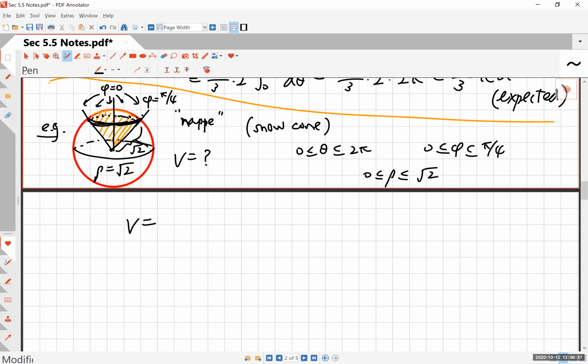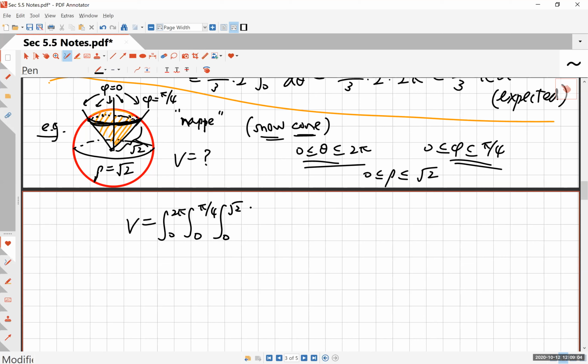But anyway, if you have a flat top, then that's not a spherical nap. It's going to be a cone. We'll talk about how to find the volume of that cone with a flat top using spherical coordinates. It's going to be a little more complicated. But for the snow cone, the nap, this is not too bad because all of these are constants. So this is from 0 to 2 pi, from 0 to pi over 4, from 0 to square root of 2, rho squared sine phi d rho d phi d theta.